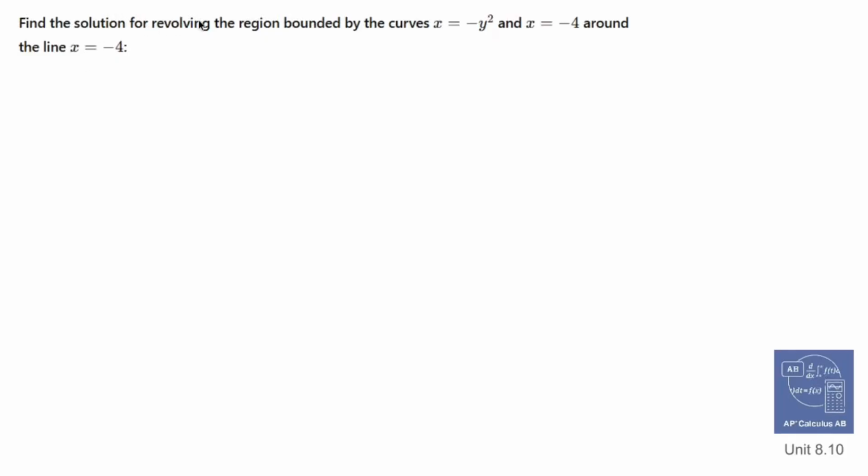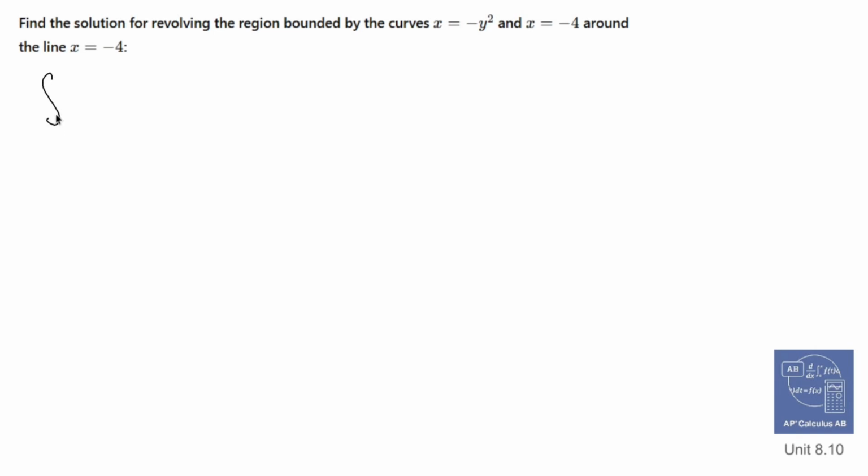Find the solution for revolving the region bounded by the curves x equals negative y squared and x equals negative 4 around the line x equals negative 4. Well, this is the disk method around a different axis, and we're not spinning it around the x axis, we're spinning it around the y axis.